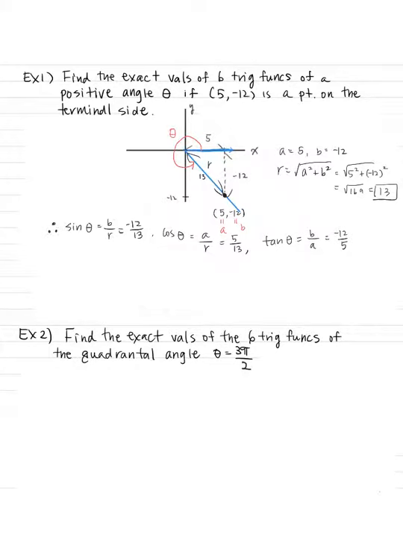And then let's go with the cosecant. What is it? 1 over sine. But let me just write every step. So this is going to be negative 13 over 12. And then secant is 1 over cosine. So it's 13 over 5. And cotangent is 1 over tangent, which is negative 5 over 12. So that whole thing is going to be our answer.